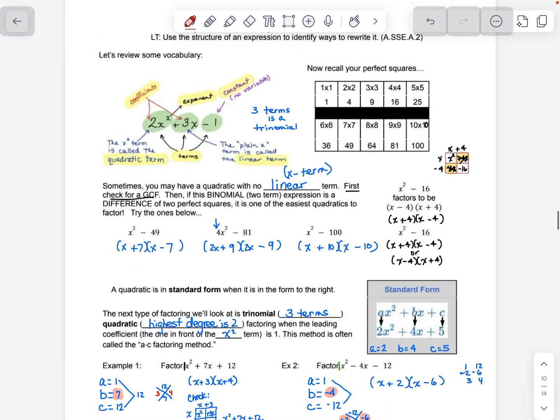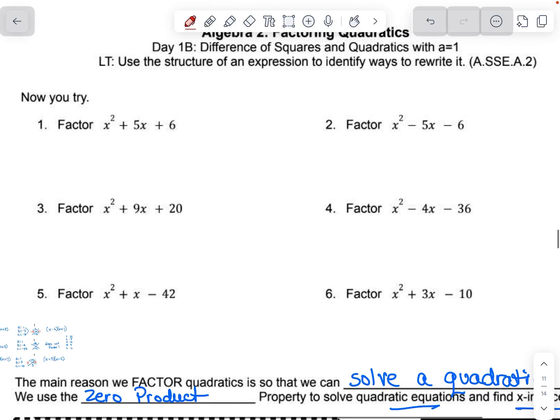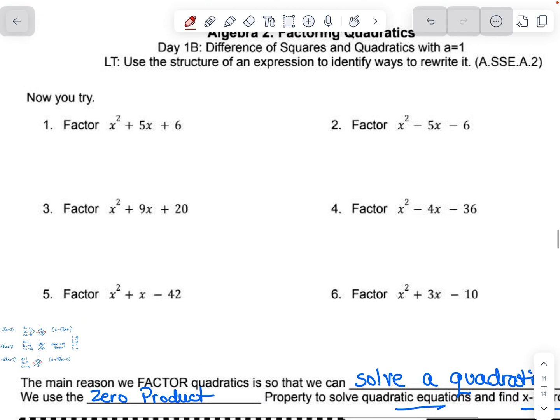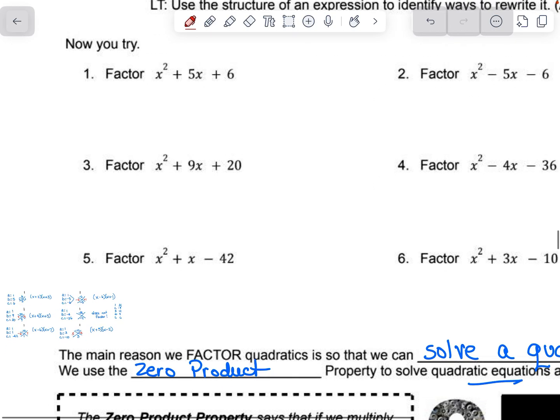So take a minute and see if you can do these on your own. First identifying A, B, and C, and then using the AC method to write each as a product of linear factors.